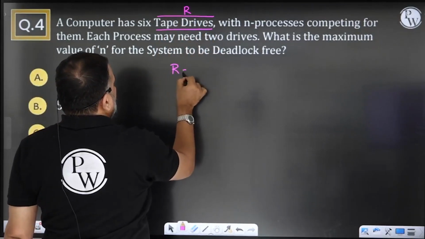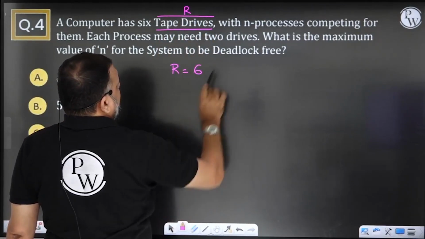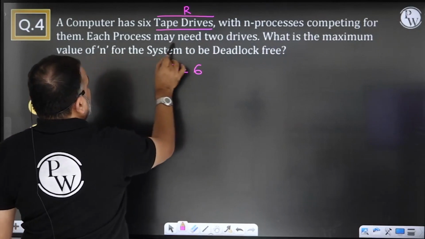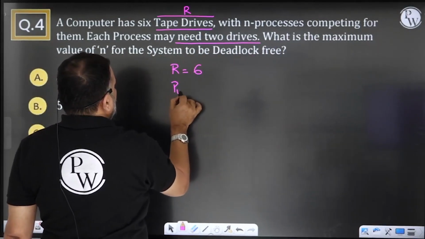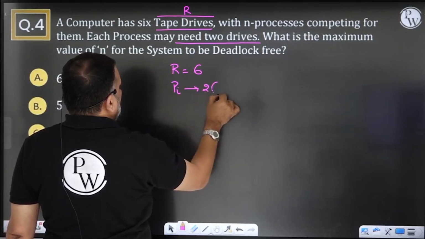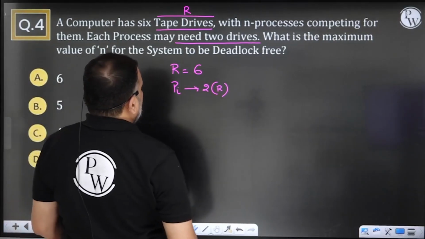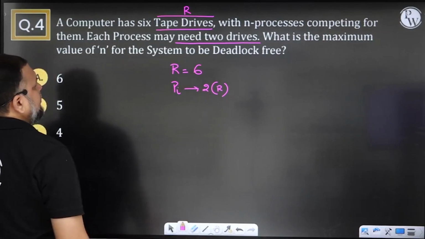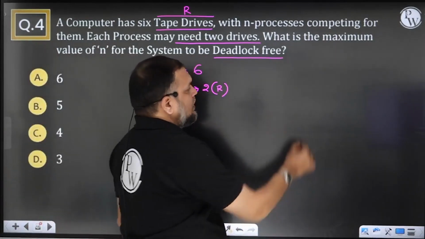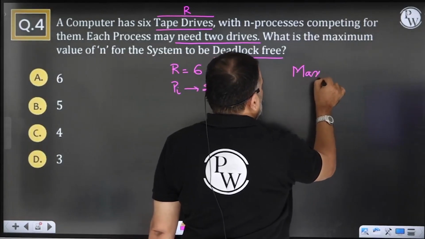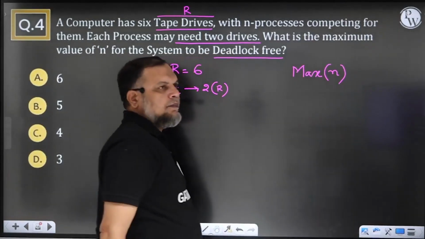So how many copies of R are available? 6 copies. With n processes competing for them, each process may need 2 drives. Every process Pi needs 2 copies of R to finish its execution. What is the maximum value of n for the system to be deadlock free?